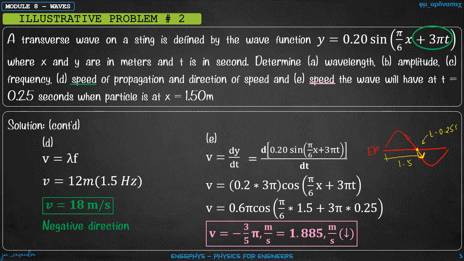Also, in computing for your speed or your y for waves, this should always be in radian mode. Your calculator should be in radian mode. If you don't use radian mode, you have to convert your angles to degrees. So don't forget, it should be in radian mode. Okay, so let's move to the next problem.